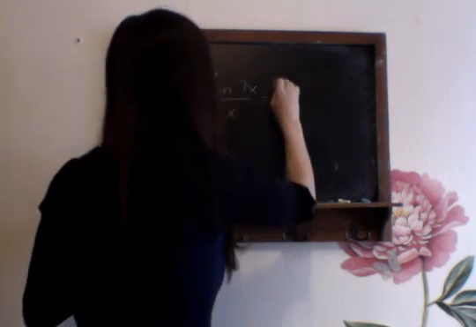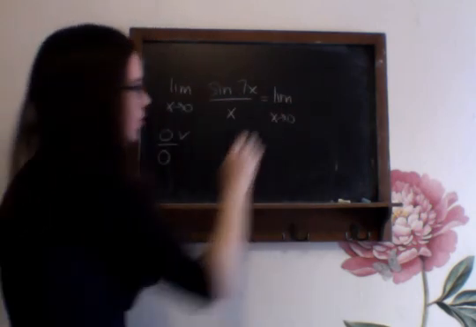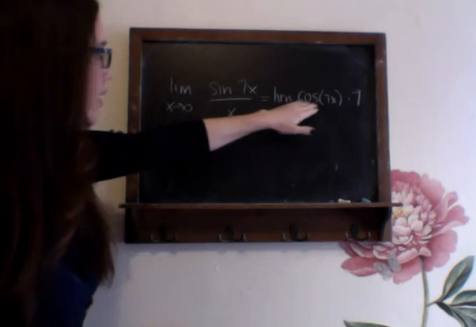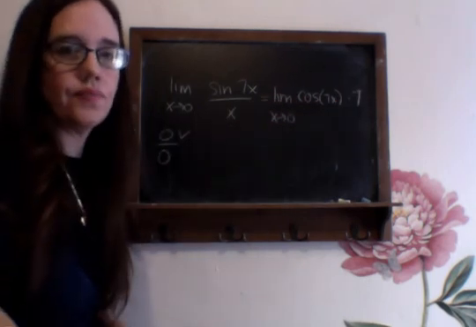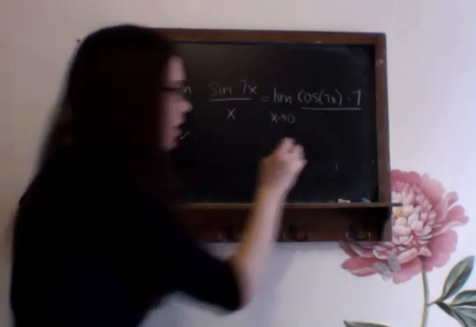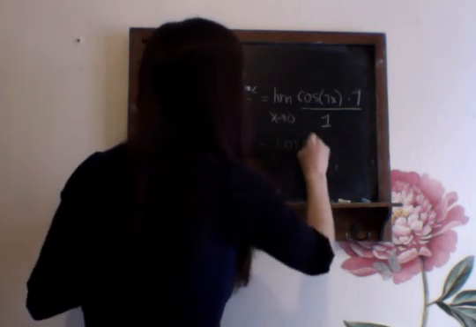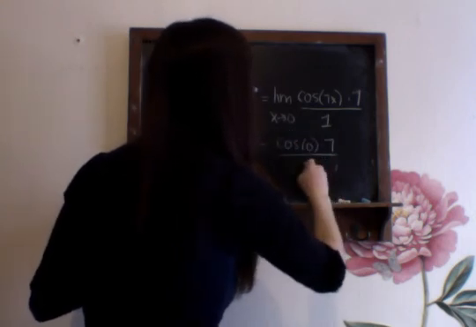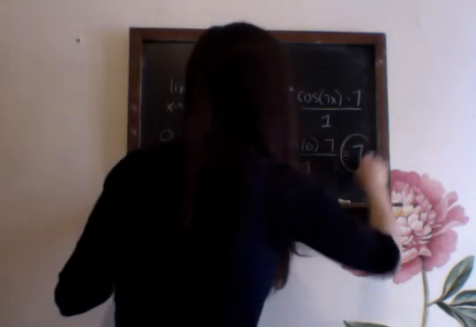So now take the derivative of the numerator. Derivative of sine of 7x is cosine of 7x times 7. Right, that's the chain rule. So the derivative of the outside is cosine, and the derivative of the inside is 7. And the derivative of x is 1. Now plug in 0. So we get cosine of 0 times 7 over 1. Cosine of 0 is 1, and so this answer is 7.